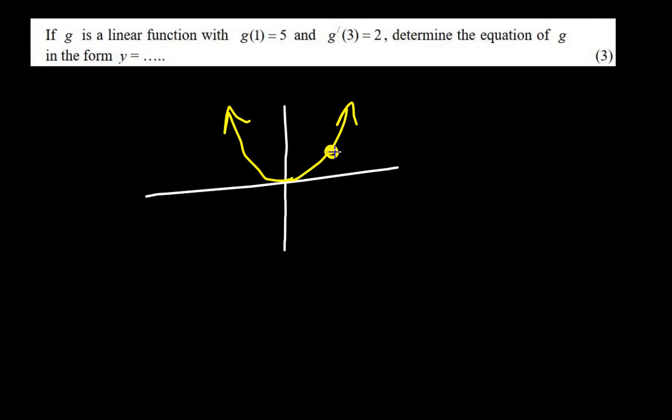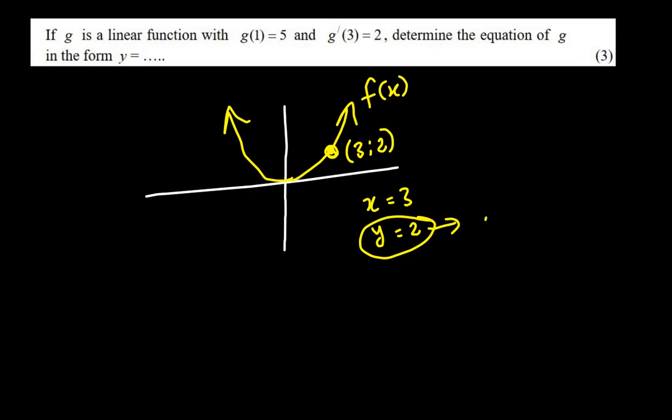Now let's say here you got a point which is maybe (3, 2), and then this is maybe f of x. Let's understand what the x value there is. x is equal to 3. What is the y value? The y value is equal to 2. But remember, this y value we can also write as f of 3. So f of 3 means this is the y value when x is 3.